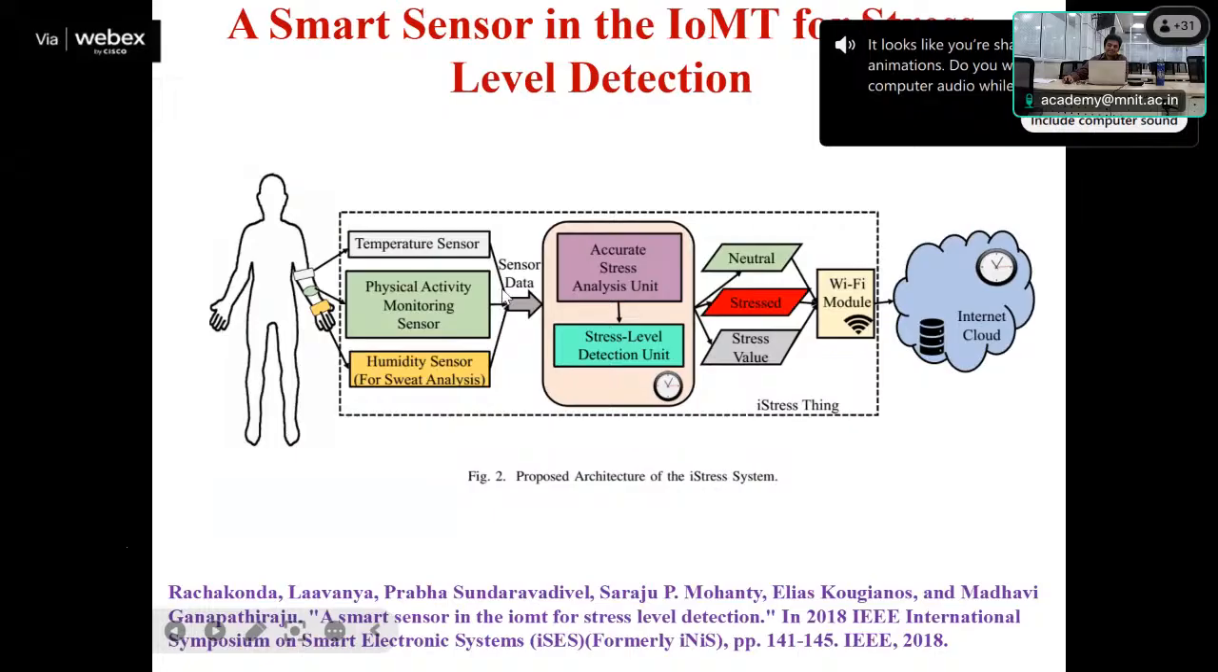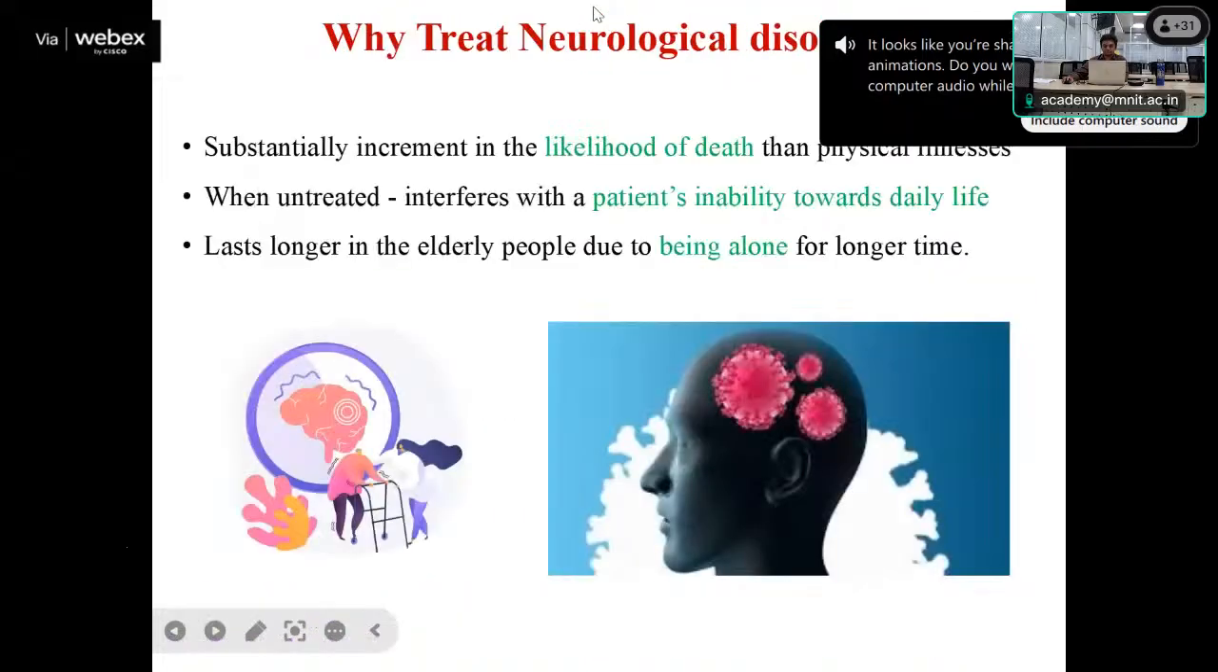These three sensor values are plugged in, and from them, they are able to identify whether a person is stressed or neutral, and if a person is stressed, what the stress value is. These three sensors are very easily available in the market: a temperature sensor, a humidity sensor, and an accelerometer, through which you can identify the stress level of a person. Treatment of neurological disorder is very important.